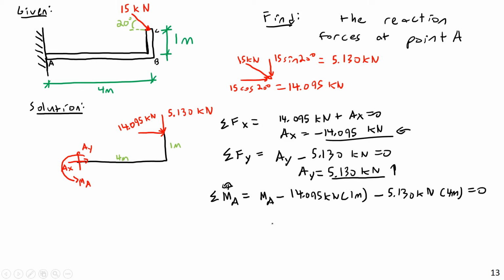This must equal 0 because this is a statics class and we are dealing with things in static equilibrium. So MA then, if you throw that into your calculator and move everything to the other side, let's see, 14.095 times 1, well, I don't need to multiply that by 1, plus 5.13 times 4, and I get that MA is 34.62, and the unit is going to be kilonewton meters. All right.